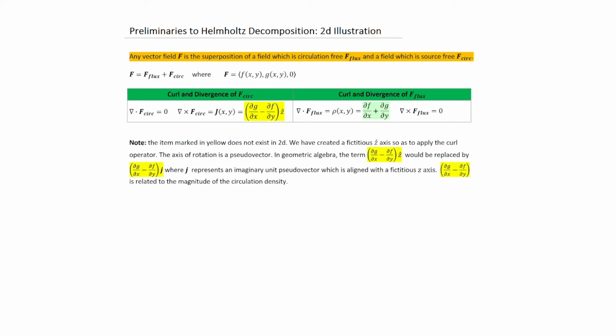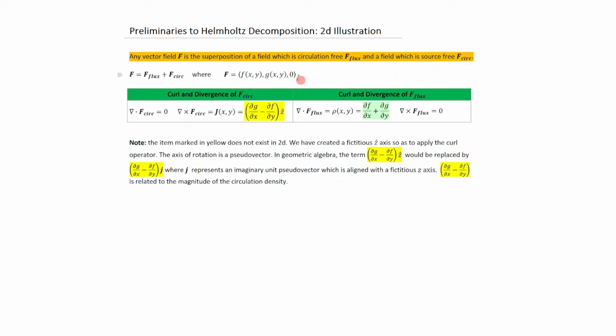Okay, so now this brings us to the last major topic, and that's the preliminaries to Helmholtz decomposition, and we're going to illustrate by way of a 2D example. So, for instance, any vector field F is the superposition of a field which is circulation-free, which means it's a flux vector, and a field which is source-free, which is a circulation vector. So I've written it out as the sum of the two. And since it's two-dimensional, the x and y components of this vector field can only be functions of x and y, and the z component is 0.